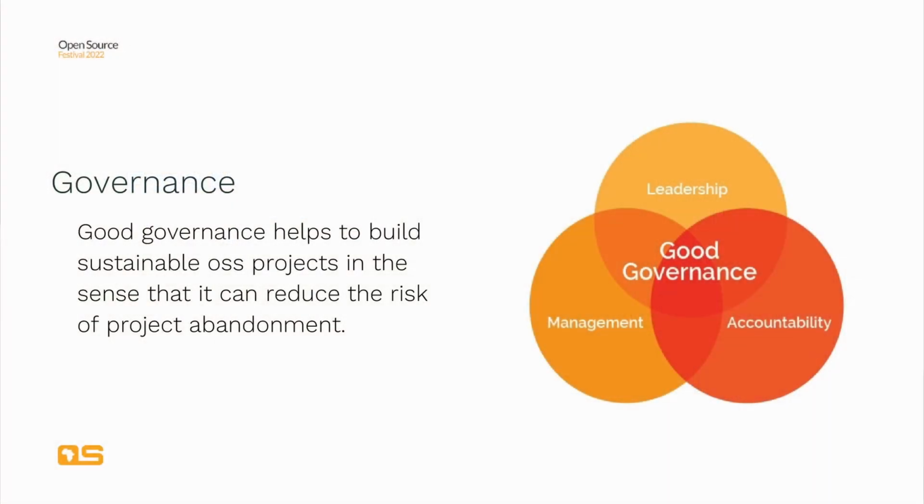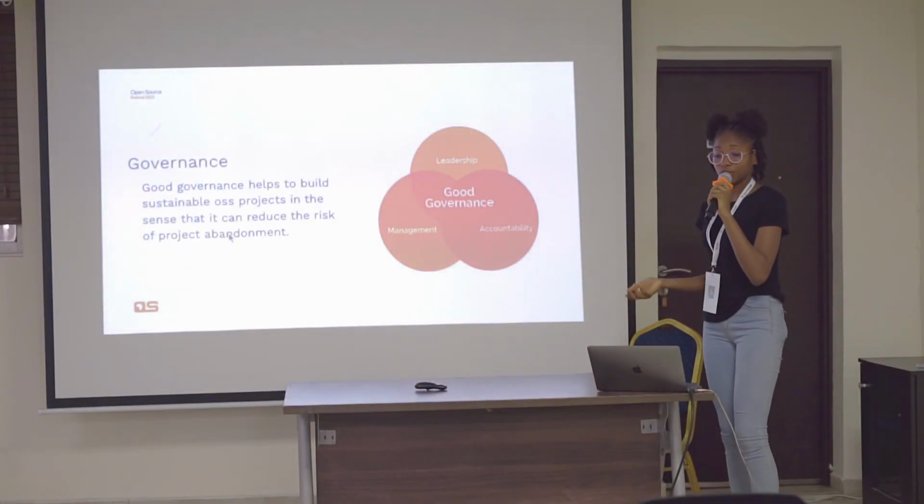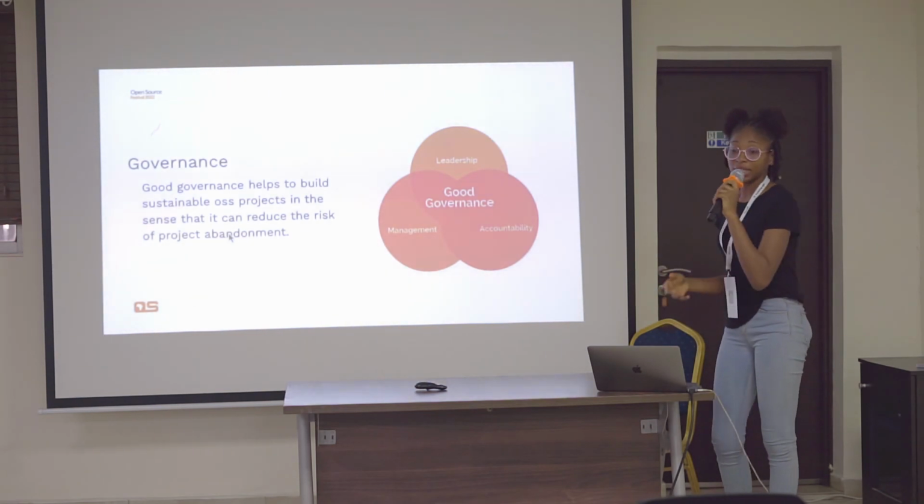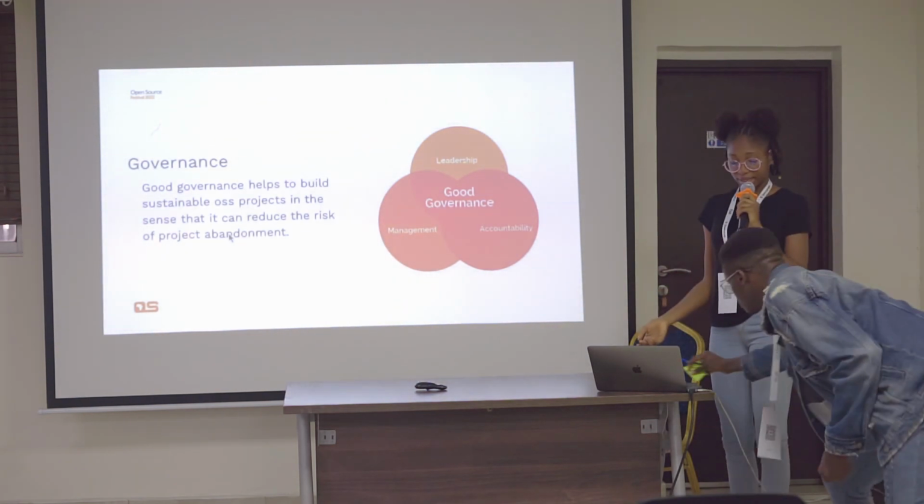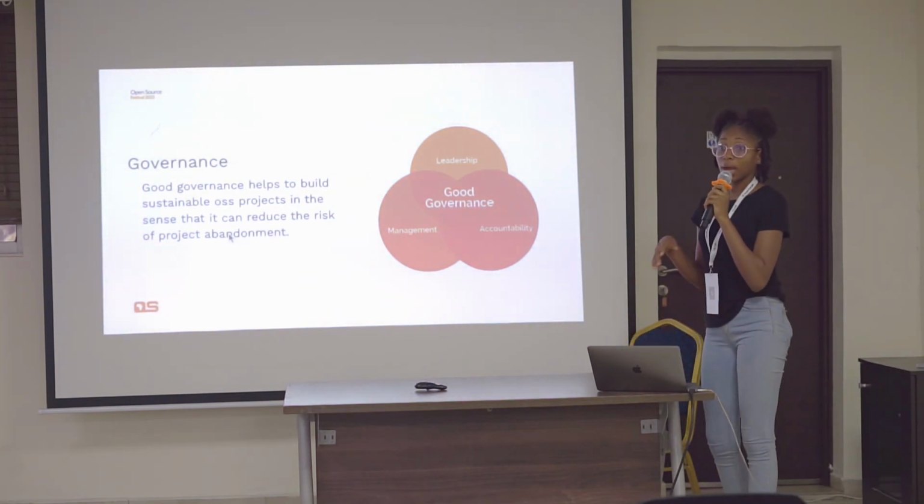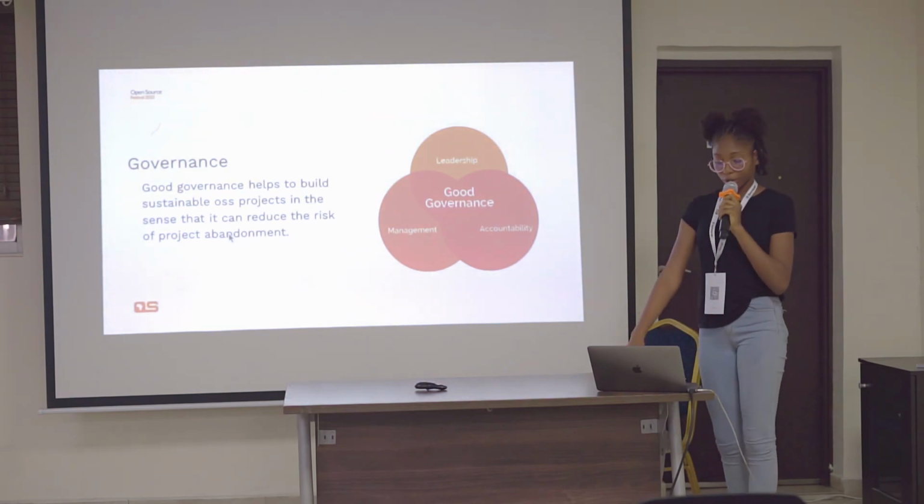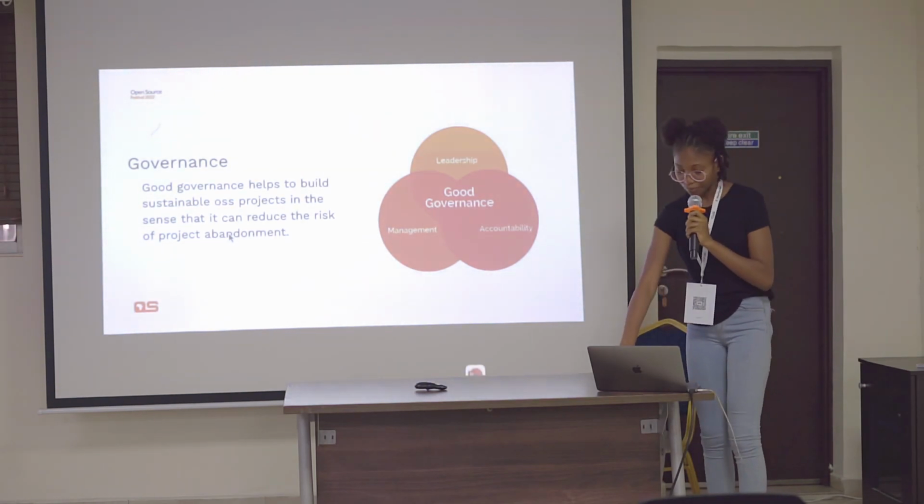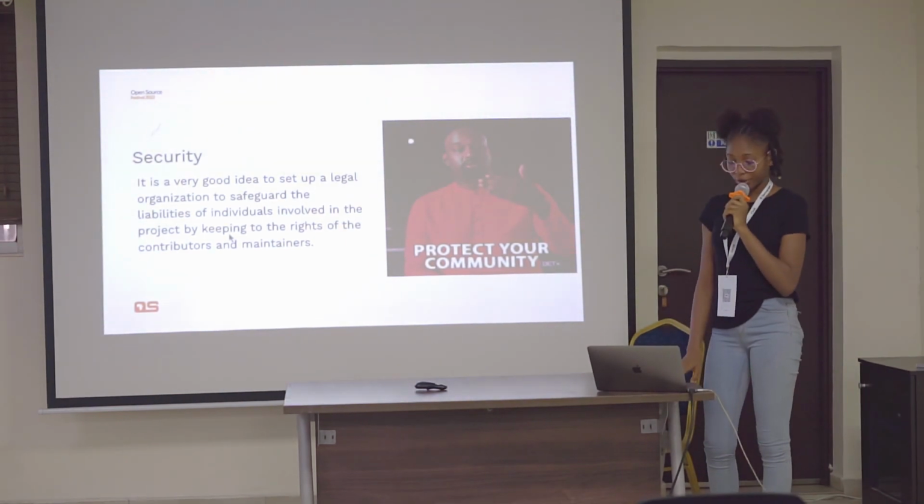First, we have governance. When we talk about governance, we're actually referring to the maintainers. It's said that good governance helps to build a sustainable open source project because it could reduce the risks of project abandonment. Maintainers should be able to participate in development meetings. He should also be able to work on production documents.